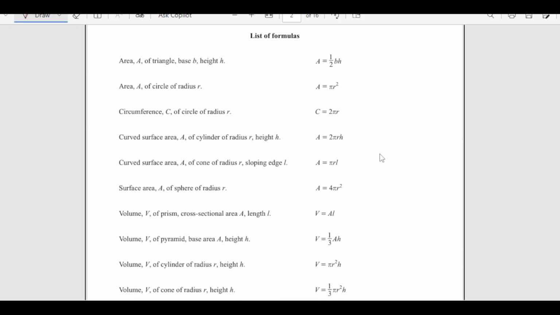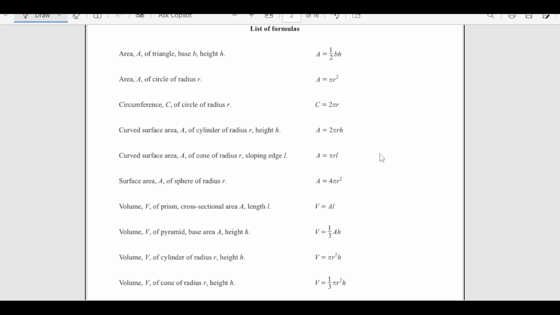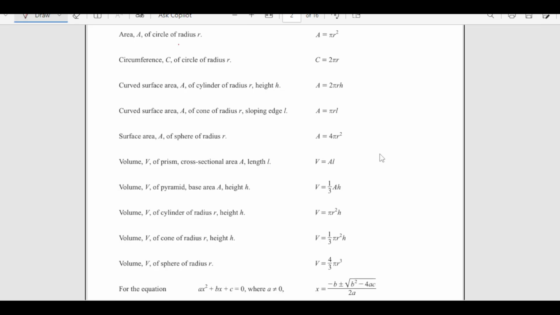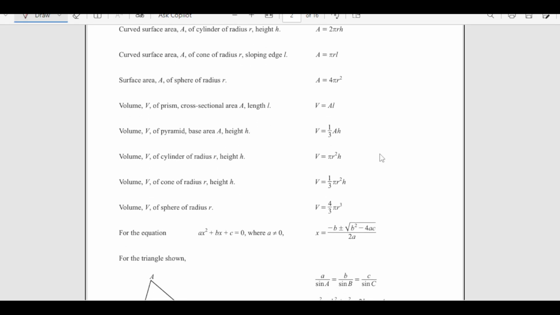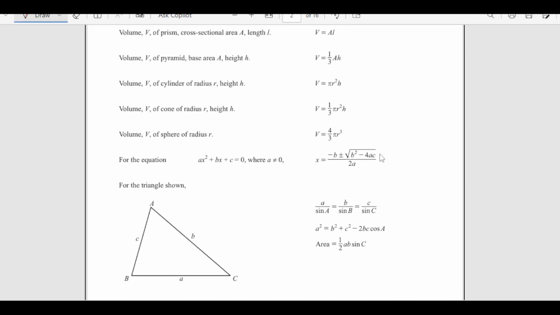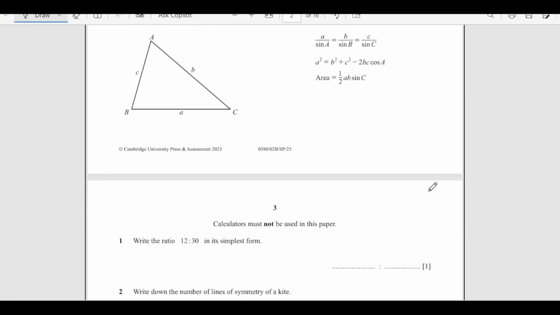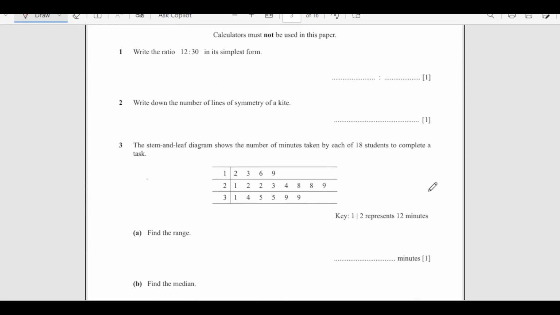You can see all formulas are not available, but still there are many that will be useful. As you can see, this is area of triangle, area of circle, circumference, then curved surface area of cylinder, and curved surface area of cone, and all these you must go through before you start practicing your exam, so that you know which formulas are available. This quadratic formula is also available here, and you can see the sine and cosine rules are also there, and area of the triangle is also there, right? So let's start. We have this question here.